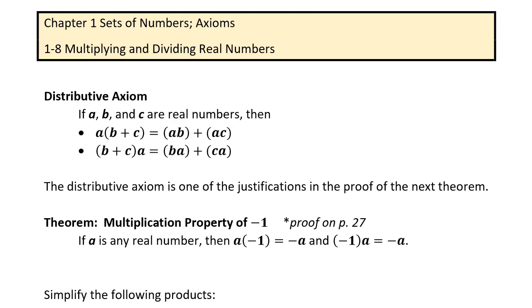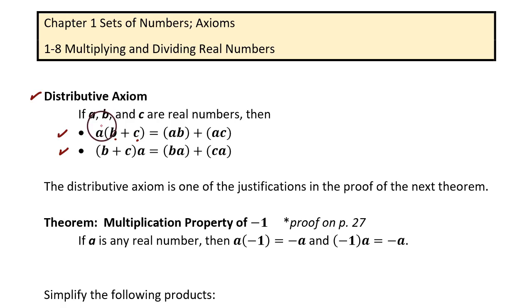This video is for section 1-8, multiplying and dividing real numbers. Let's begin by reviewing the distributive axiom. If A, B, and C are real numbers, then these two statements are true. A times the sum of B and C is equal to A times B plus A times C.